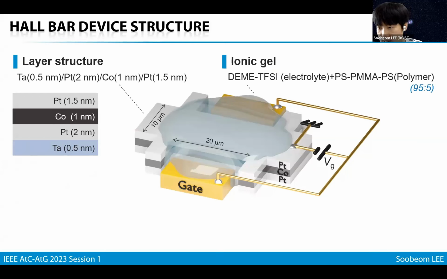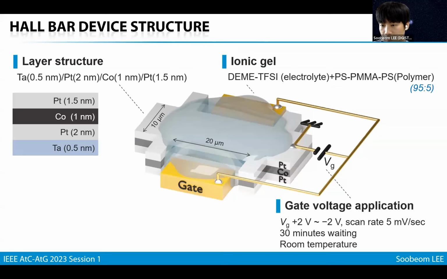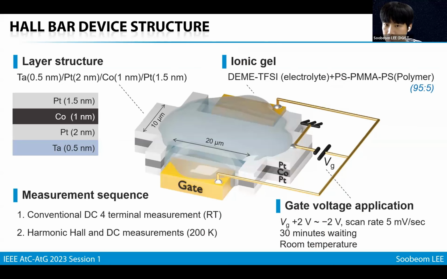To apply gate voltage, we drop a compound of electrolyte and a polymer. The electrolyte is originally liquid phase, but it is solidified by adding the polymer. Gate voltage is applied in the range of plus minus 2 volts with a scan rate of 5 millivolts per second at room temperature. In this device, we first conducted conventional DC four-terminal measurements at room temperature, and then performed harmonic Hall measurements at 200 Kelvin with electric gating.